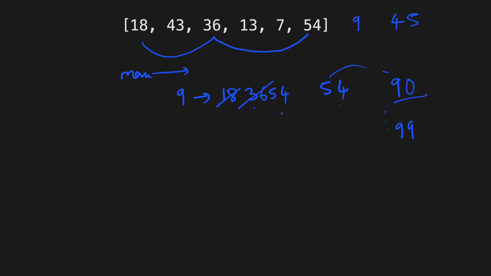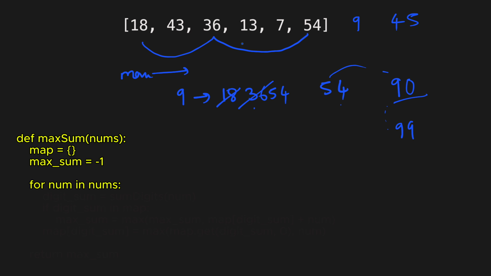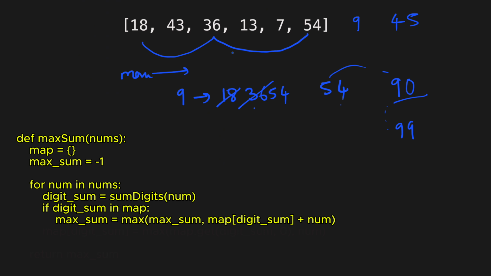So then our approach can be that we maintain a hash map where the key is a digit sum and the value is the largest number we have encountered so far for that digit sum. And then for each number in the array, we will compute its digit sum and check if this digit sum exists in the map. And if it does, then we will compute the sum of the current number and the stored largest number for that digit sum and update the maximum value based on it.